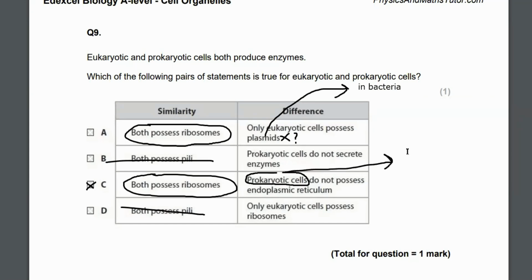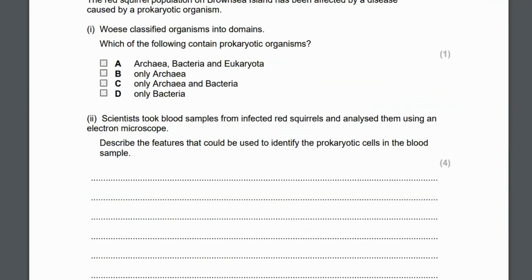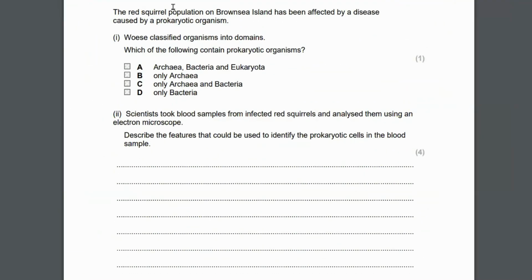Prokaryotic cells do not possess endoplasmic reticulum. Remember, they don't have membrane-bound organelles. It's one of the differences between prokaryotic and eukaryotic cells. Let's move on. Question 10. Zooming out a little here.